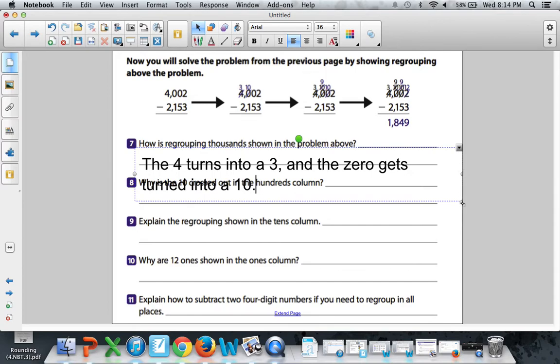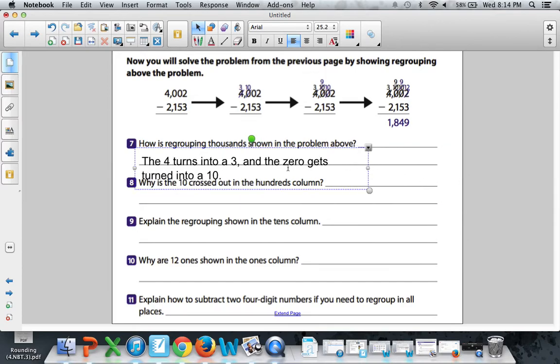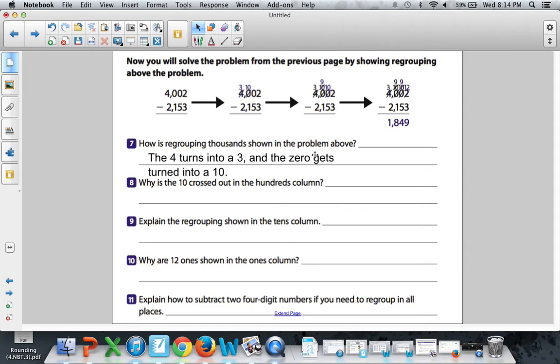And whenever you borrow, remember, even though that 4 got dropped down to a 3, that doesn't mean that you only add 1 to the place that you're borrowing to. That 0 turned into a 10. So you actually added 10. So you subtract 1 from one area and add 10 to the next.